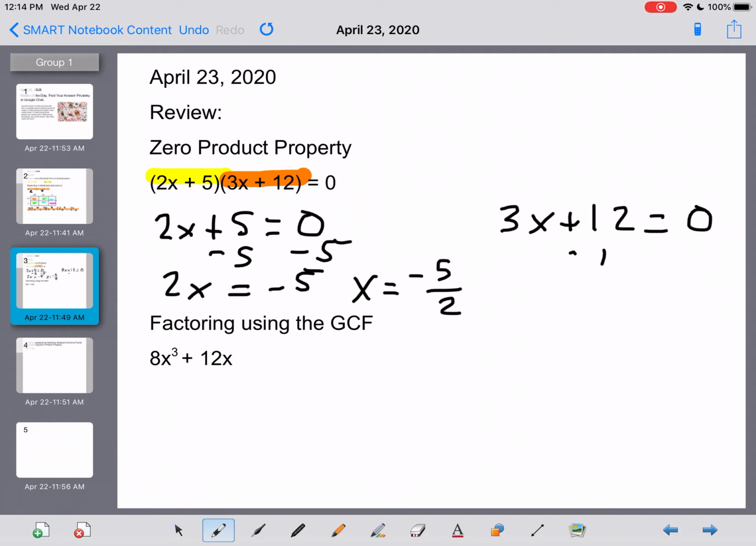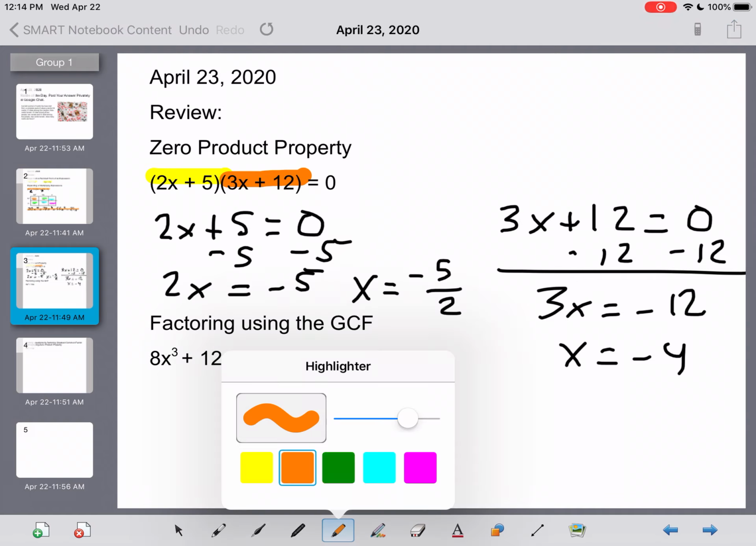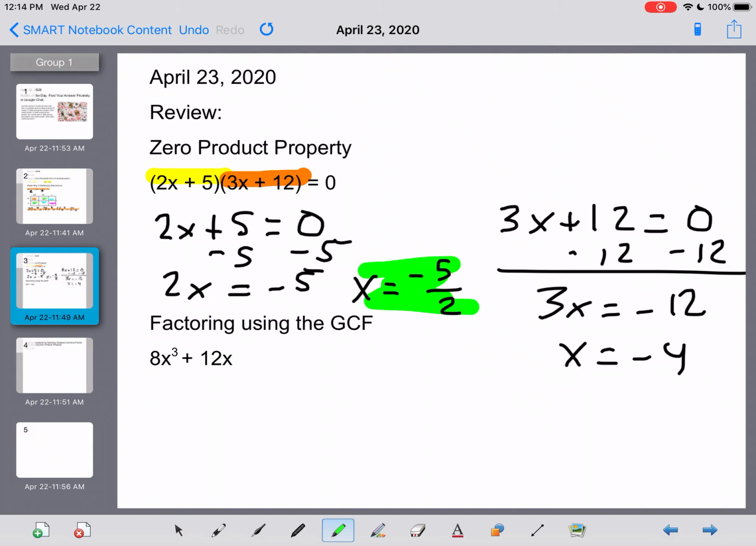Subtract 12 on both sides. You could probably already do this one and see it in your head. 3x equals negative 12. Divide both sides by 3. x equals negative 4. So your solutions are x equals negative 5 halves and/or x equals negative 4. So that's zero product property.